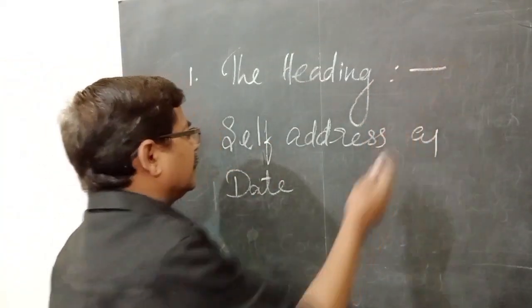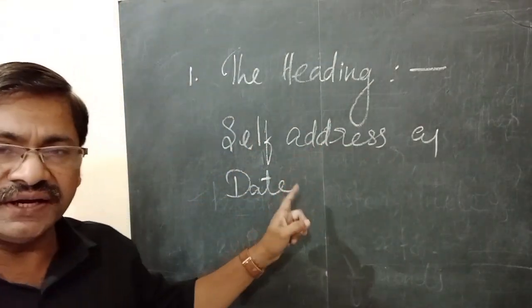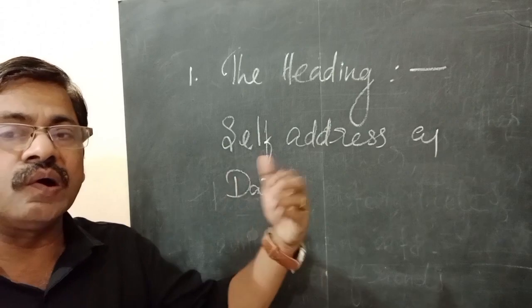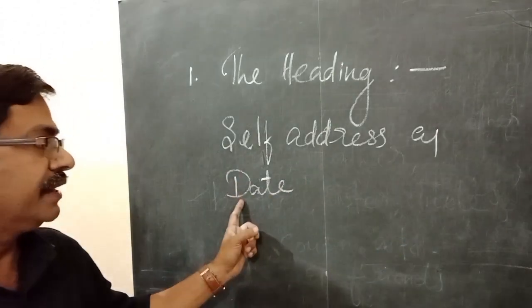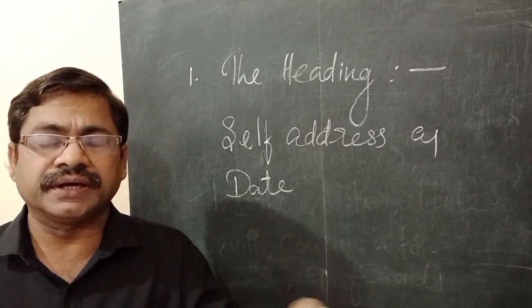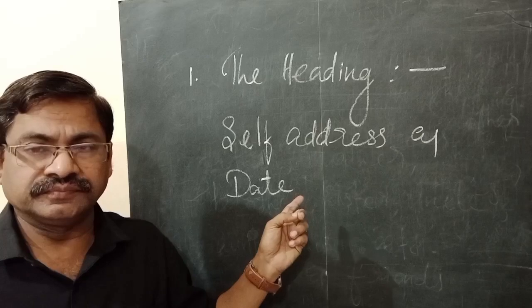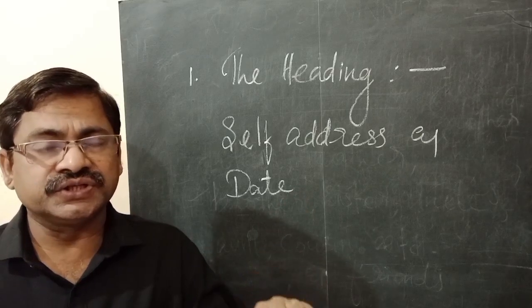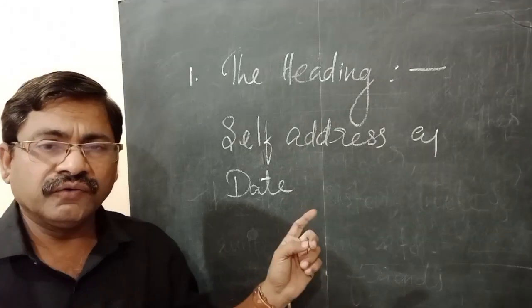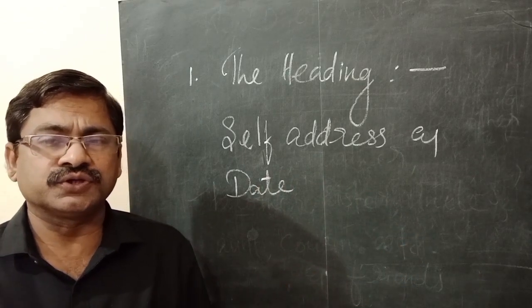The heading of the letter consists of self-address and date. Self-address means the writer's own address, and date. Before studying it in detail, you are requested to take a book or a sheet of paper and note it down. Definitely, this is very helpful for you. Where should we place this heading? That is what I am going to speak about now.